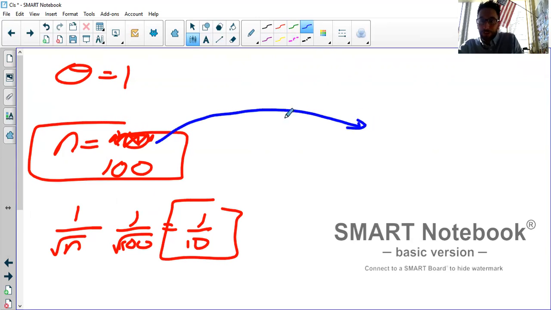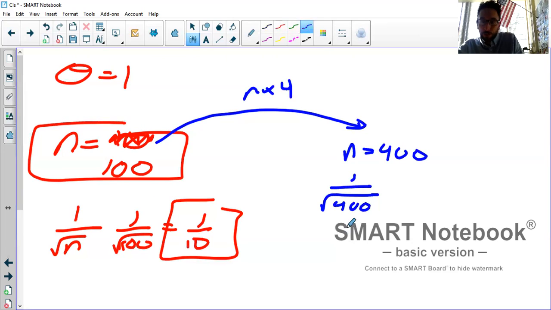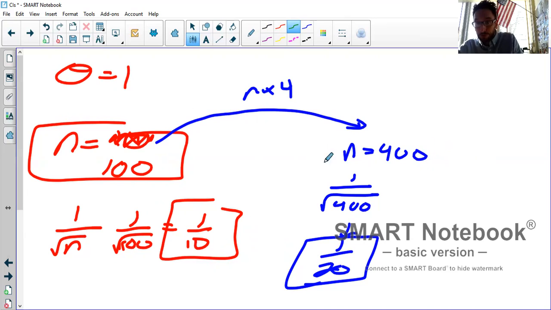Now let's say we take a sample that's 4 times larger. Let's say n equals 400. Then my standard deviation becomes 1 over the square root of 400, which is 1 over 20. And now again, we want to compare what happened to the standard deviation. N got bigger, so the standard deviation has to get smaller, and it did. Sample size went from 100 to 400, got bigger, standard deviation got smaller.